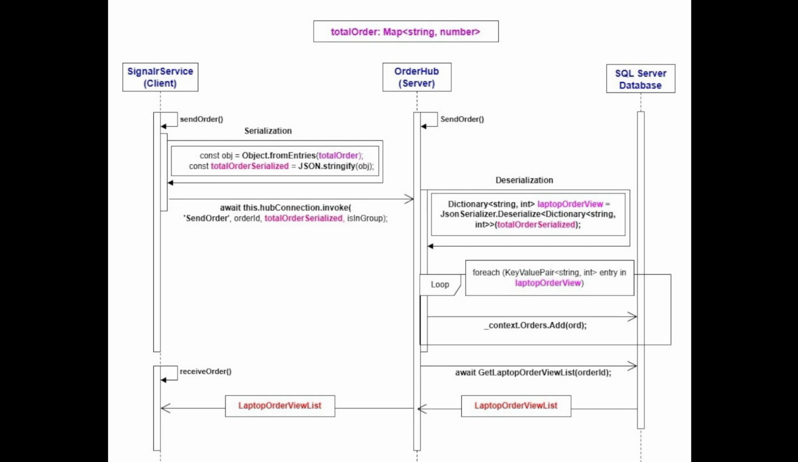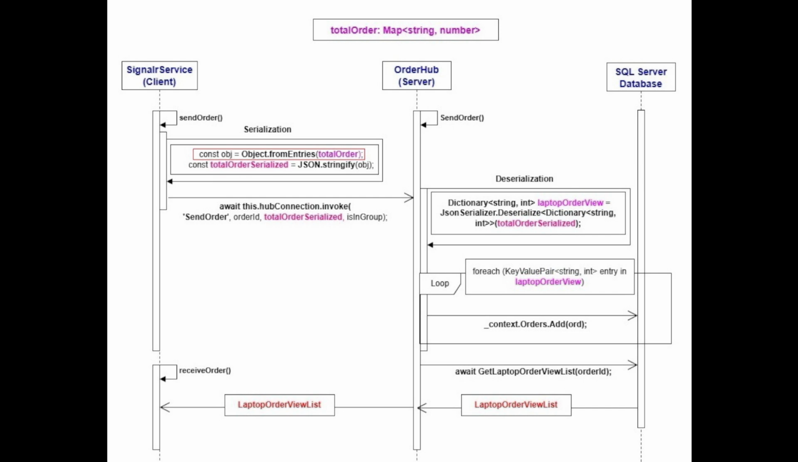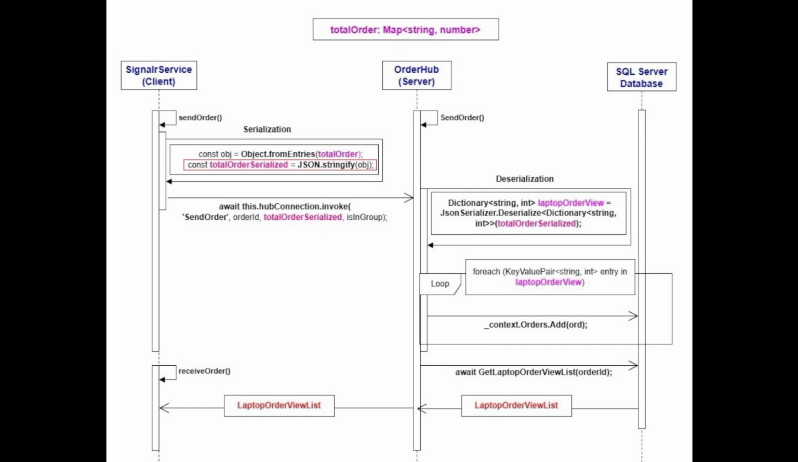In the Angular SignalR service method sendOrder, we serialize the map object. The first line converts the map into an object using Object.fromEntries. The second line serializes the resulting object using JSON stringify. The stringified map object is sent to the method sendOrder of the order hub object. In this method, the stringified object is deserialized into the dictionary object laptop order view, where keys and values are equal to the same keys and values of the map object on the client side.